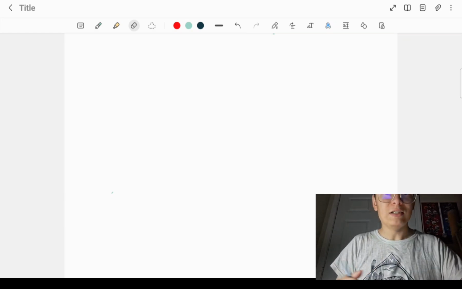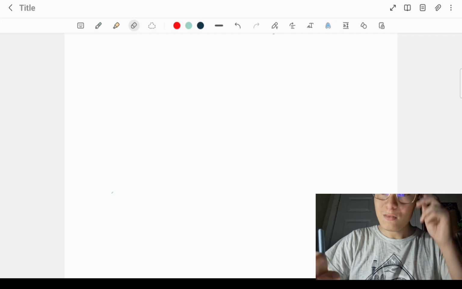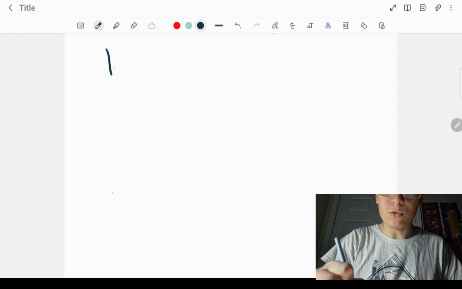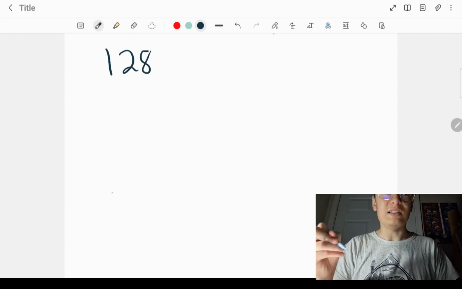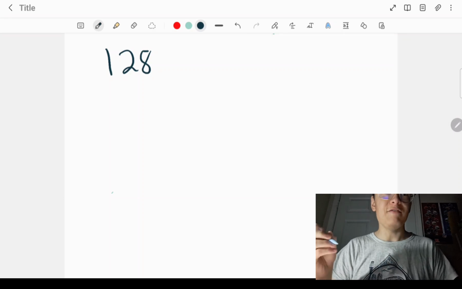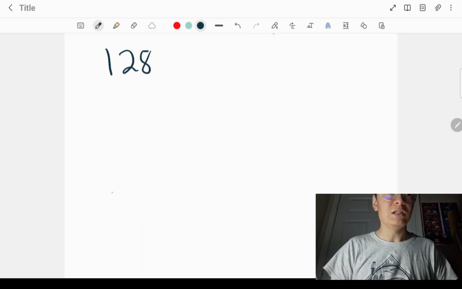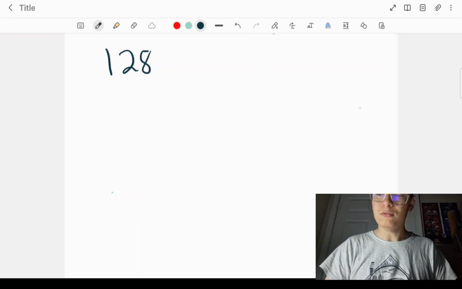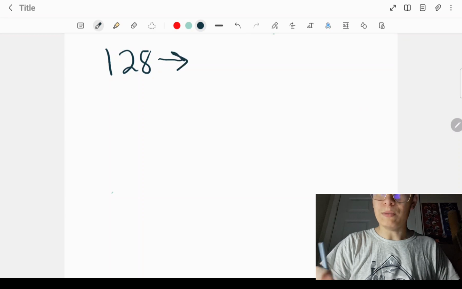Okay, here it is. So it's 128. So for my next one, it's 128. This one is very confusing, if you guys don't know. Actually, no, this one's simple. So for this one, we add the arrow in.